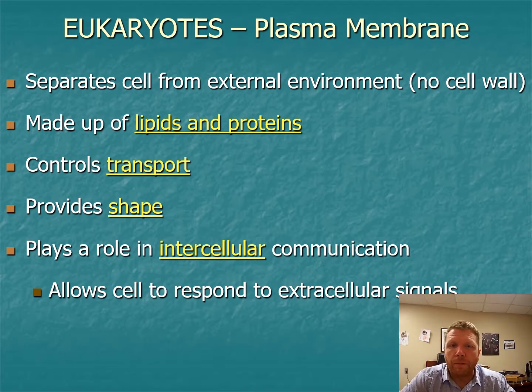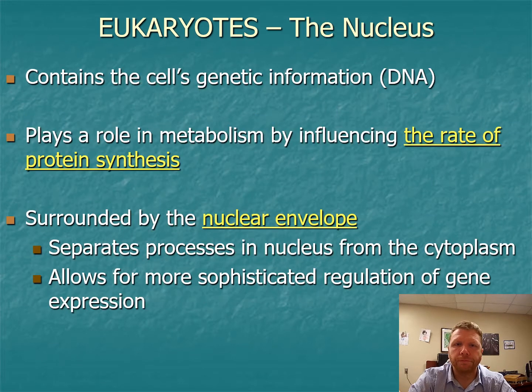So the plasma membrane, what is it made up of? It's made up of a bunch of lipids and proteins. It's going to control transport, it's going to provide shape and structure, and it's going to play a role in intercellular communication. It's going to allow cells to respond to external stimuli, as well as provide a means for one cell to tell another cell something. For instance, if there's a process of autophagy or a process of senescence taking place, the plasma membrane is going to mediate those communications between cells.